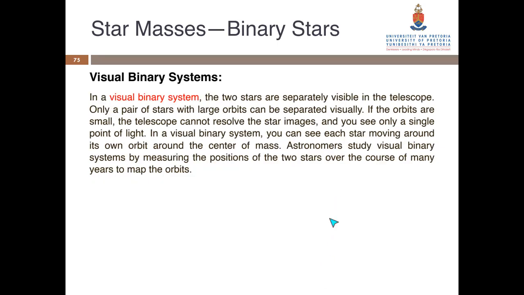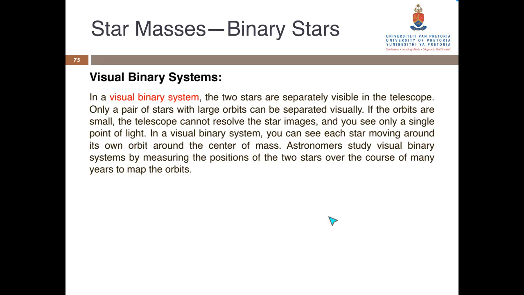So the first one is a visual binary system. The two stars are separated visibly in a telescope. Only a pair of stars with large orbits can be separated visually. If the orbits are small, the telescope cannot resolve the star images. And if you see only a single point of light, in a visual binary system you can see each star moving around in its own orbit around a center of mass.